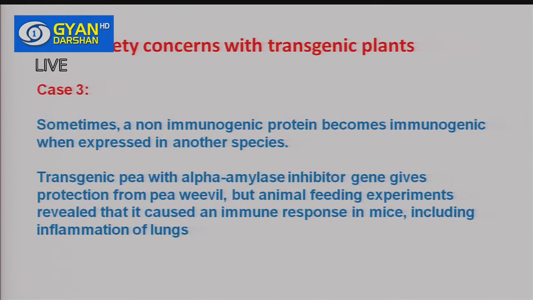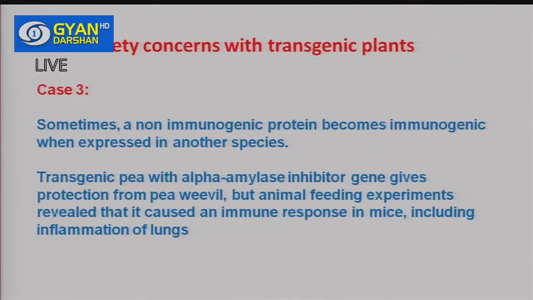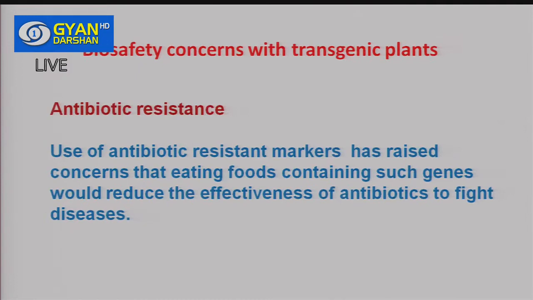Third case, it might happen that sometimes a non-immunogenic protein becomes immunogenic when expressed in another species. You know that the protein is not causing any major harm. But when you introduce it in a recipient plant, then suddenly if you consume that, you find that there is an allergenicity. So some sort of reactions have happened that actually cause this allergenicity in certain population. Even an animal trial was made, and it was found that there was an immunogenic response. So these were some of the issues.